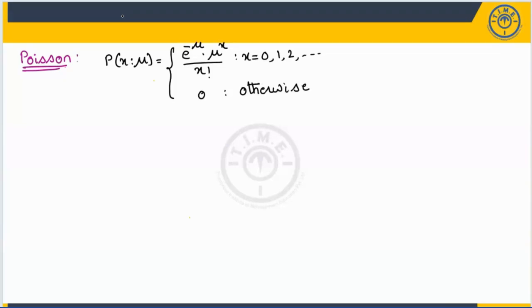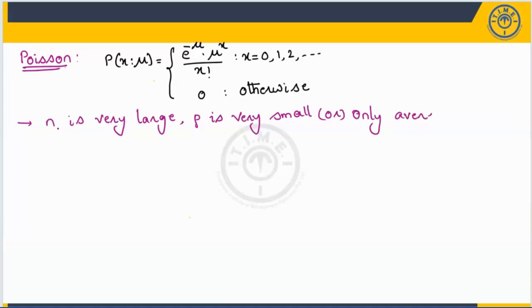And when do we use this Poisson distribution? We'll be using this Poisson distribution when n is very large and p is very small, or if only the average value is given. Okay, if in the whole data, only the average value is given, there we'll be using this Poisson distribution. Now for a Poisson distribution, the mean is always equal to the variance. The mean is always equal to the variance, and that is mu, which is equal to n into p.